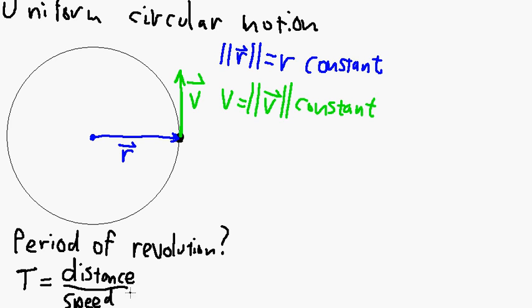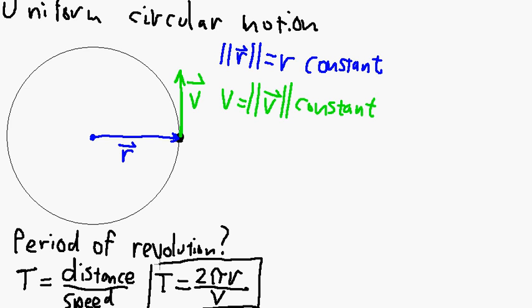No problem. So what's our distance around the circle? Well, we should remember that the circumference of a circle, which is the distance all the way around, is 2 pi times the radius. So that's just 2 pi r. And then the speed is, of course, just v. So the period of revolution right there is 2 pi r over v. Pretty easy, huh? So the question now is, where do we go?